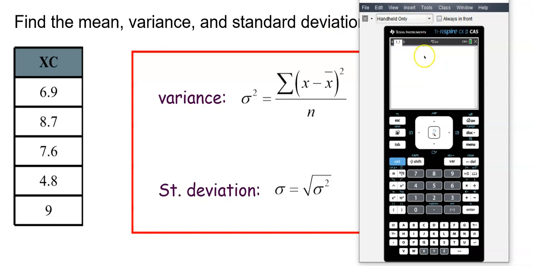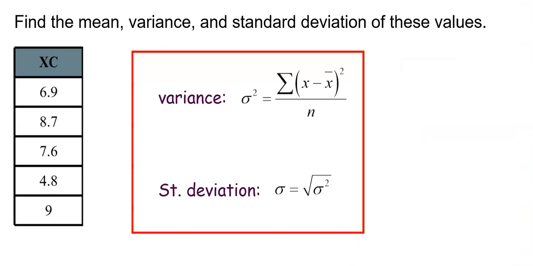Let me show you, add a calculator page here. To find the mean of these five numbers, XC is the name of the list. So 6.9 plus 8.7 plus 7.6 plus 4.8 plus 9, divided by 5, is going to give us the mean. So the mean equals 7.4. If you think about 7.4, this first one is below the mean by about 0.5.